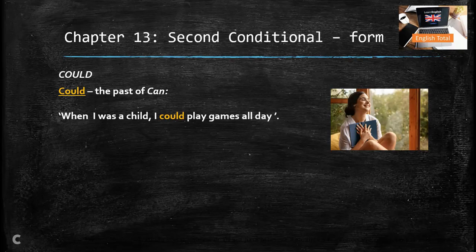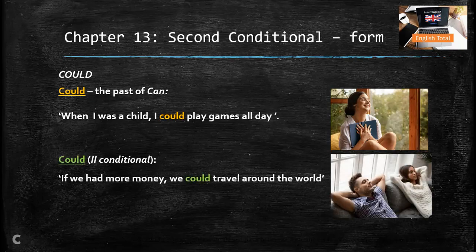However, you can also use could as the conditional form of can. If we had more money, we could travel around the world. The form would can does not exist in English, so don't use it. Pay attention to the context when you use could.